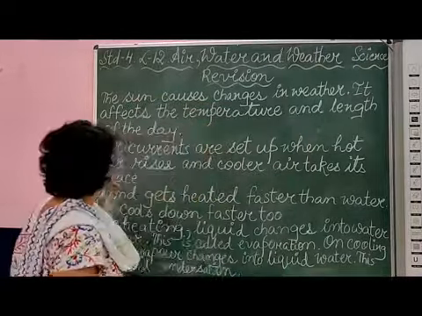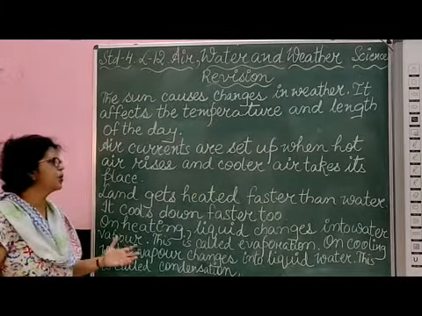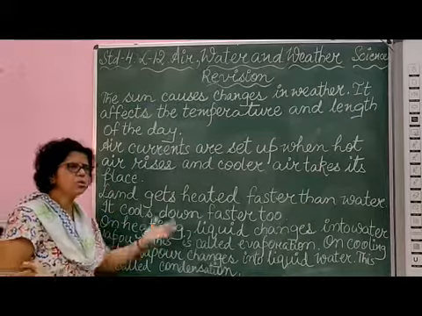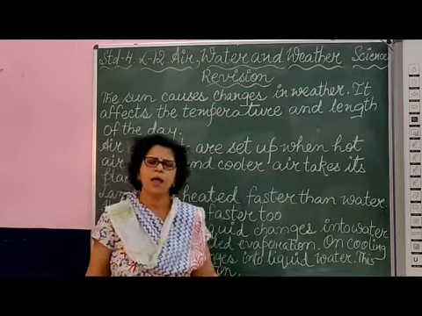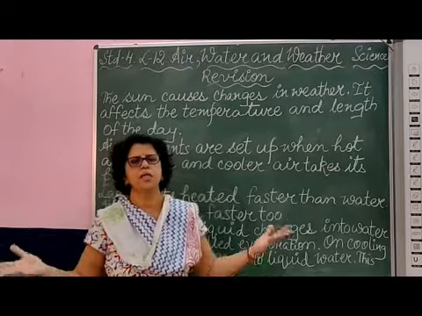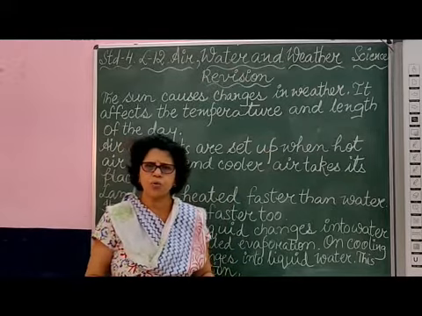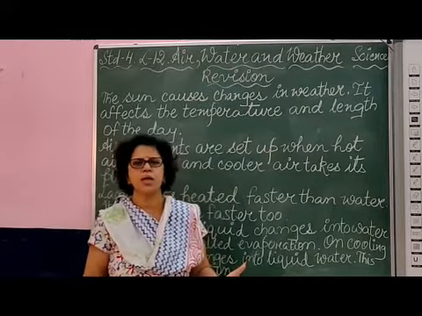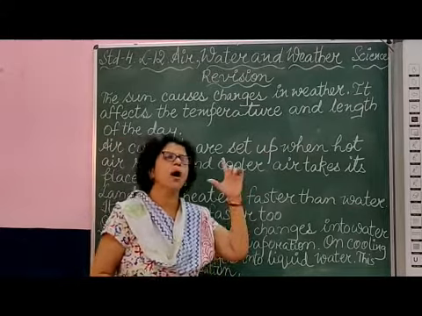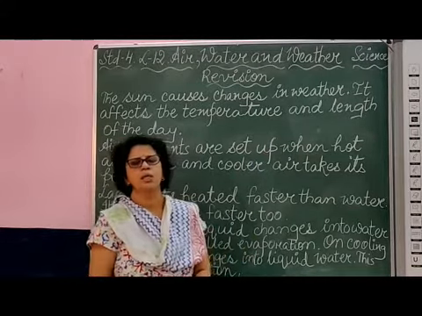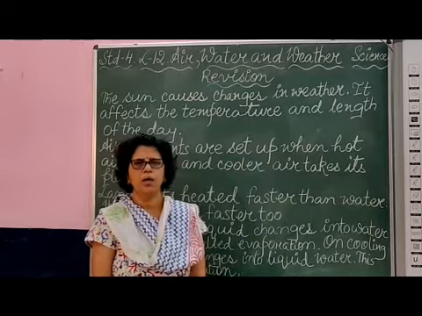Children, next thing, remember air currents are set up when hot air rises and cooler air takes its place. Because due to the heat of the sun, not only the water bodies and the land get heated up, even the air in the atmosphere also becomes warm, isn't it? During summertime you feel warm air around you, and that's why you have to switch on the fan or sit in an AC room or under an air cooler.